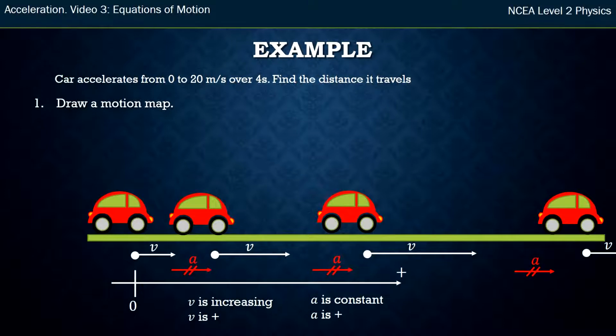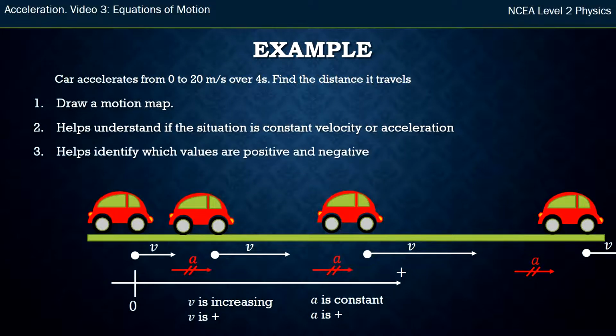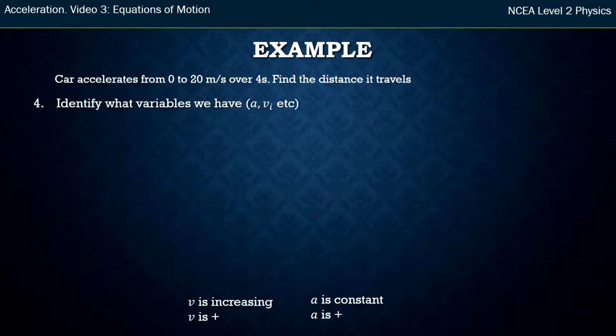The motion map tells us that the velocity is increasing, so I know I'm going to be using the acceleration formulas, not a constant velocity formula. It also tells me my velocities are positive and my accelerations are positive. So it's going to be very helpful for the calculation. So I've helped understand that this situation is constant velocity acceleration, and I've identified positive and negative values.